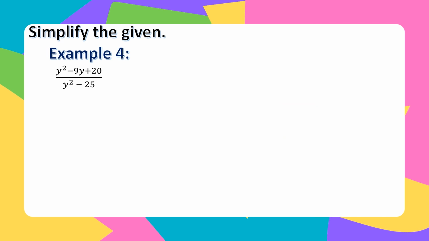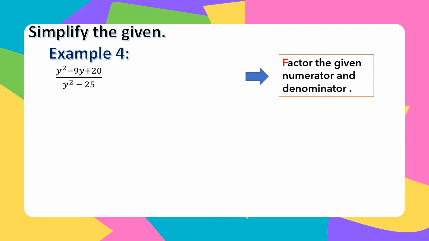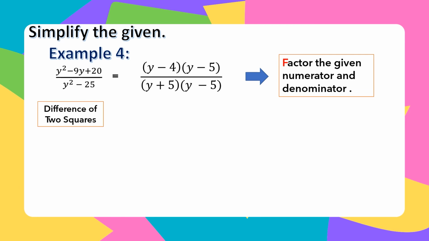Let us now answer example number 4. Simplify y squared minus 9y plus 20 over y squared minus 25. First step, factor the given numerator and denominator. For the numerator, we're going to apply factoring general trinomial. And its factor is the quantity y minus 4 times the quantity y minus 5. And for the denominator, we're going to apply factoring difference of 2 squares. The factor of y squared minus 25 is the quantity y plus 5 times the quantity y minus 5.